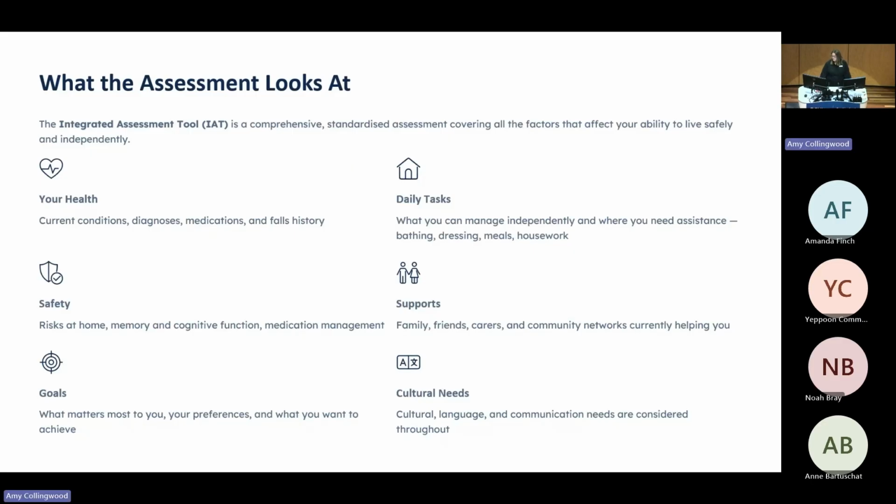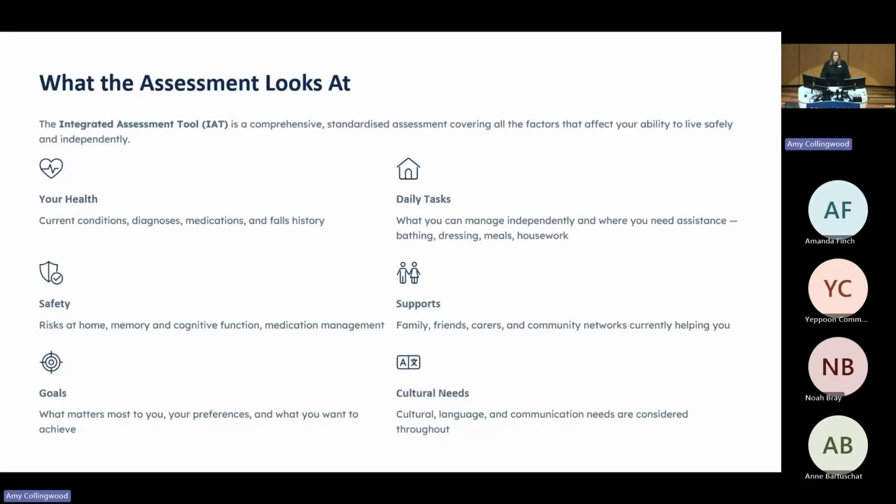They're also going to have a look at your daily tasks. So what can you manage independently and where do you need some assistance, whether that's just some general household cleaning or some gardening, maybe some transport, all the way up to assistance with some personal care. They're going to talk to you about your supports. Who's your family that's around? Who supports you? It doesn't have to always be a son or a daughter or a spouse. It can be your friends. It can be your neighbours.